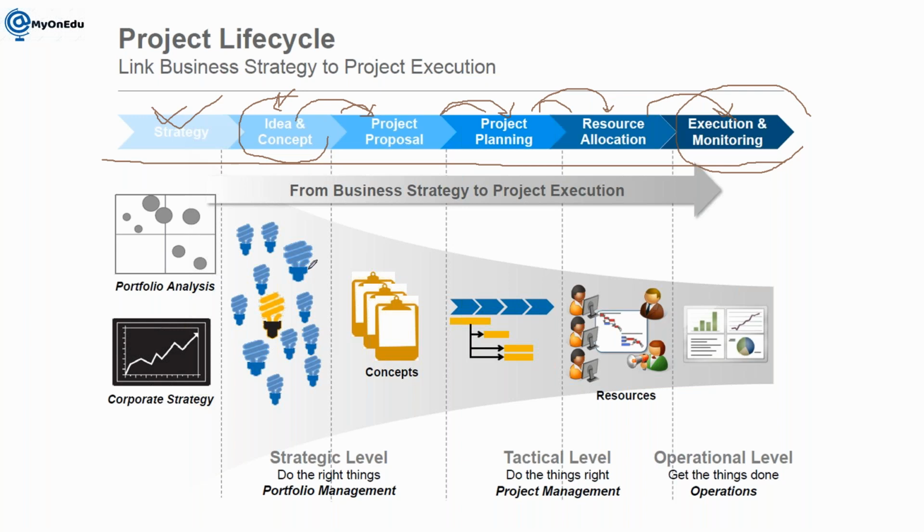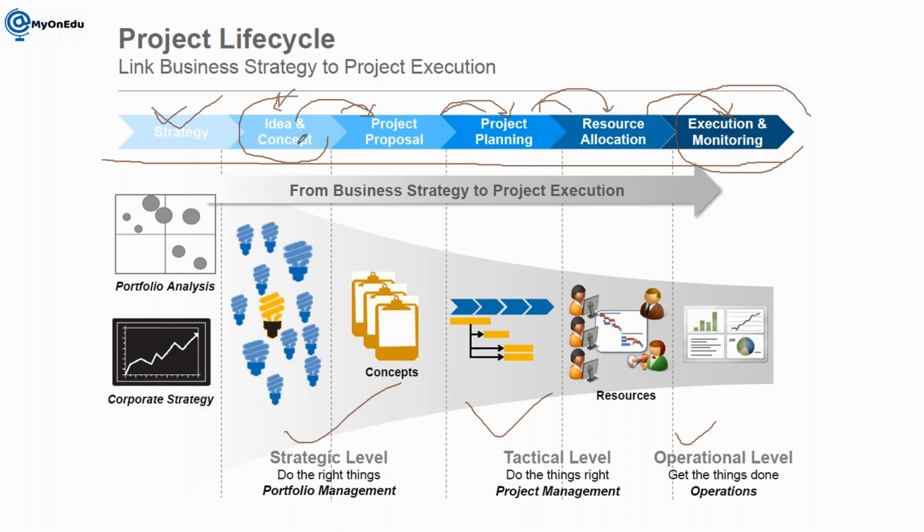So here the different levels of organization, stakeholders, people are involved, okay. So here this is the strategic level, this is the technical level, and this is the operation level. In the strategy level you have higher management, top management, where they are defining the strategies, and ideas and concepts are coming from your lower level or middle management.